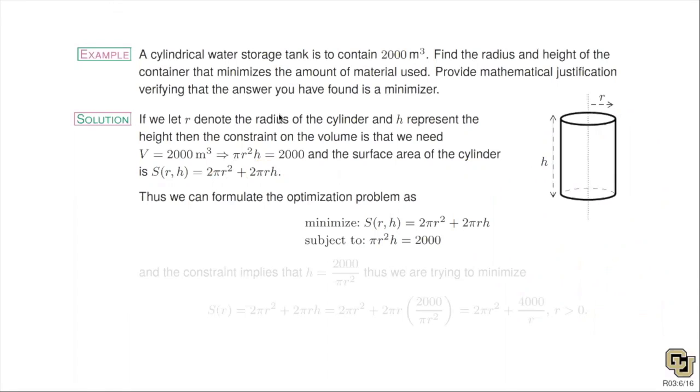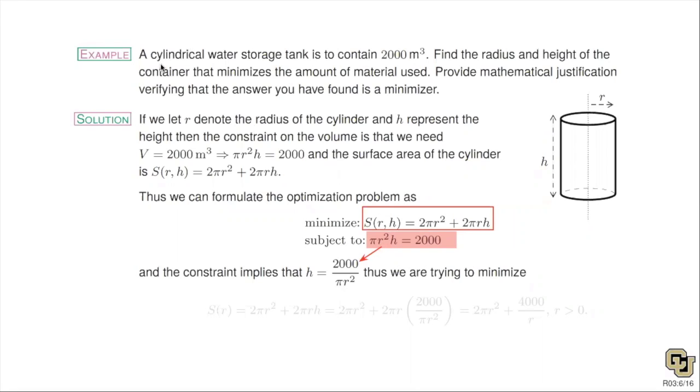Minimize the function 2 pi r squared plus 2 pi r h, where pi r squared h has to always equal 2000. One thing I want you to notice is the function we're trying to minimize is in 2 variables, is a multivariate function. In Calc 1, the way we address that is we use the constraint equation to solve for one variable in terms of the other. Here I solve for h.